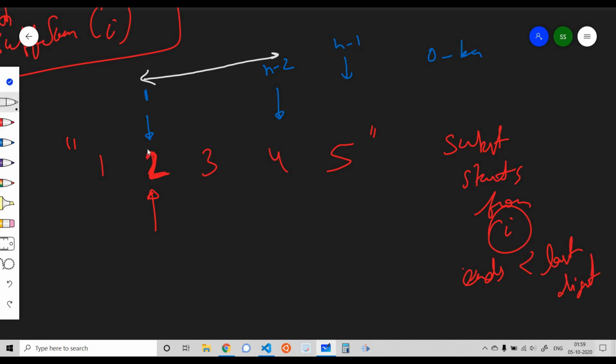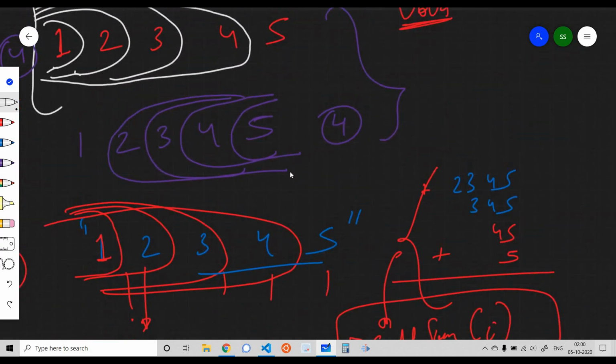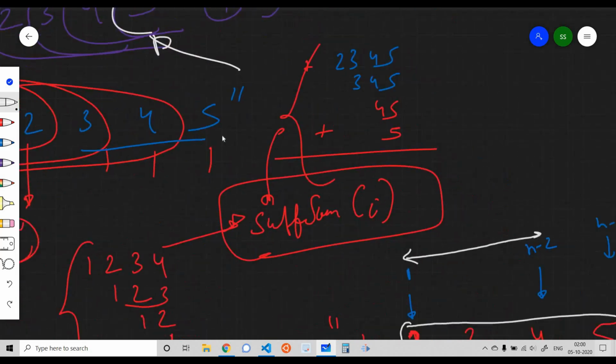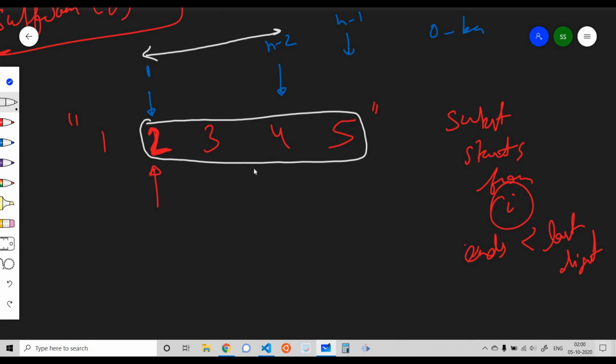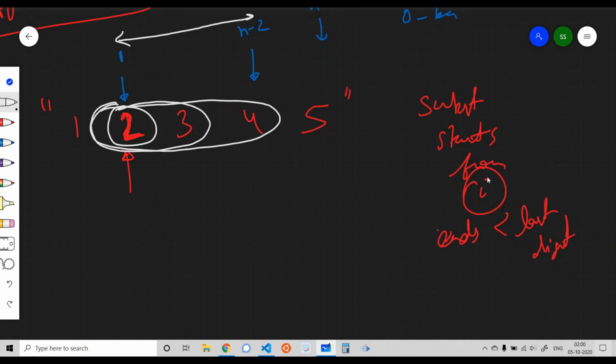Because if we talk about this case, this has already been handled. This was already handled when I was considering a substring containing the last digit. So I will not be considering this case. Apart from this case, I'll be considering these 3 substrings: the substrings which start from index I and end at an index lesser than n-1. So we cannot delete the last digit in these cases.